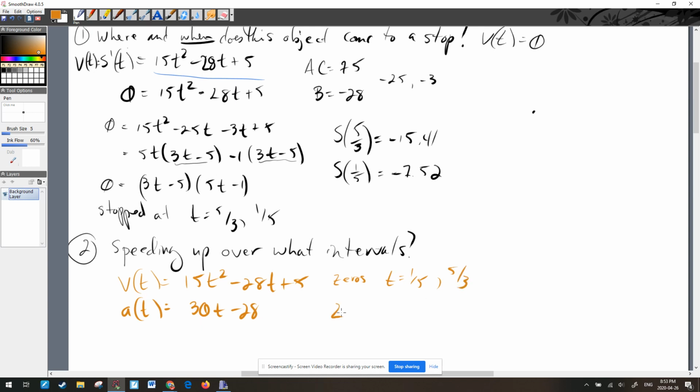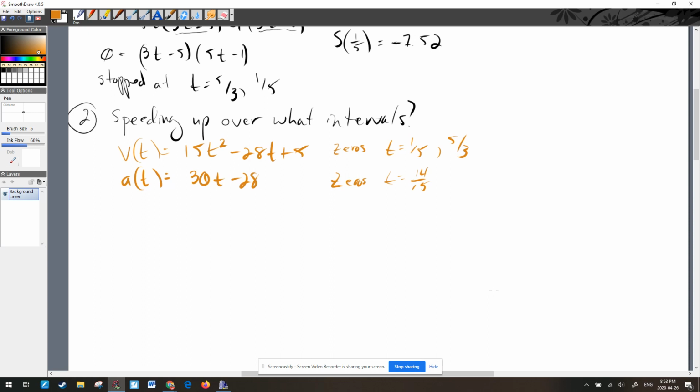So the zeros for this one down here is going to be at t equals 28/30ths. So that would be 14/15ths of a second. So 14/15ths of a second is when that is. Now, we are going to need to know when they are positive and when they are negative. Okay, so you could use a sign chart to do that. You could totally break out a sign chart. You could say, I'm going to do a sign chart for those and say, this is 1/5 and this is 5/3, and you could do your sign chart.